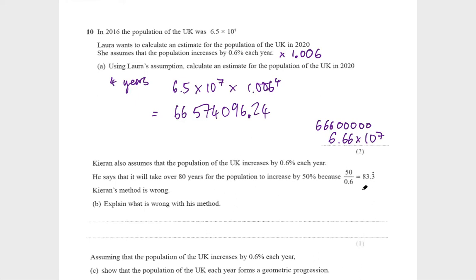So to get this mark, you need to understand what he's done here, which is he said that if it's 50% divided by 0.6%, that is going to be over 83 years. But what he hasn't taken into account is that the value of 0.6% is going to be increasing, the actual value, because that's how compound percentages work. So I'm just going to mention he has not taken account of compound percentages.